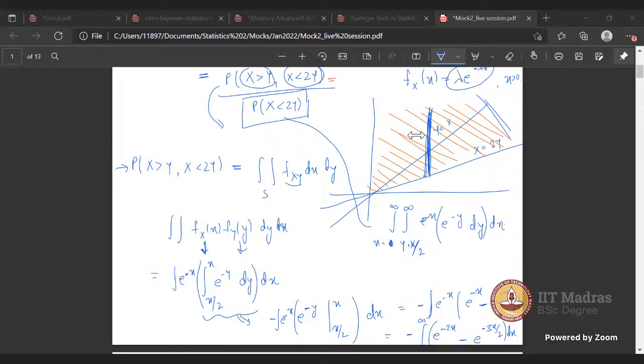Okay, so somebody has asked whether the paper will be similar to the mock quiz.